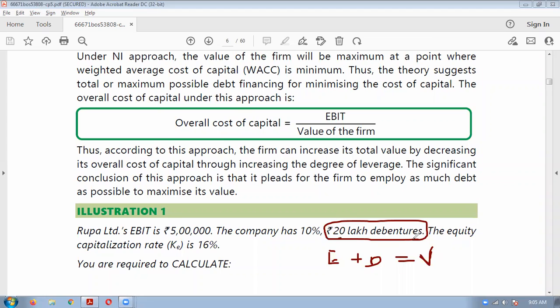Now first we will have to calculate the value of the equity. If we get the value of equity, we will get the value of the firm and also the overall cost of capital. So how can we calculate the value of the equity?